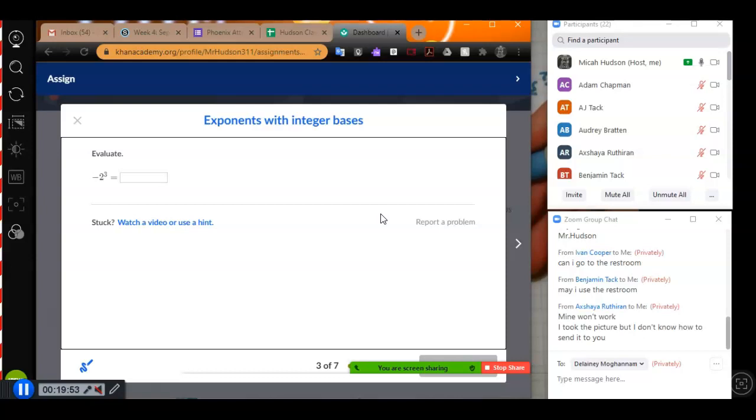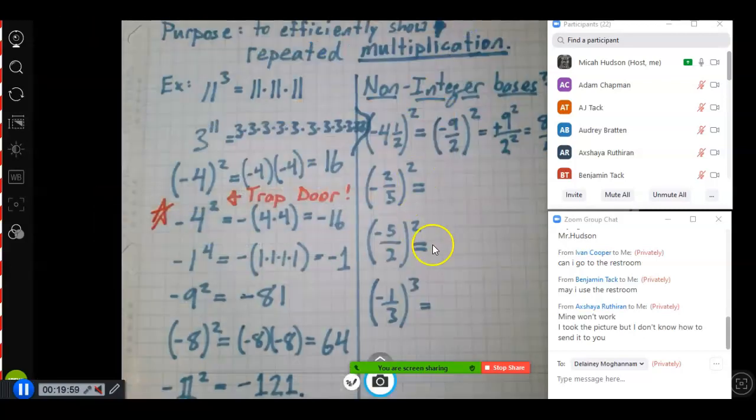Guys, I think my TV's dying. My TV keeps cutting out. All right.